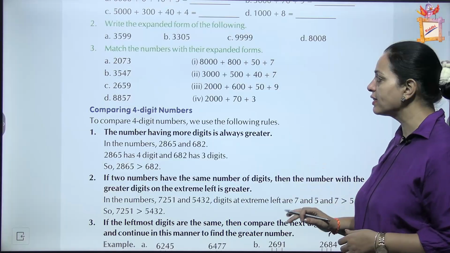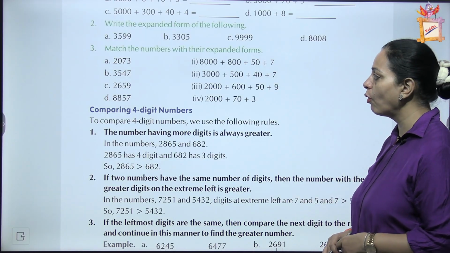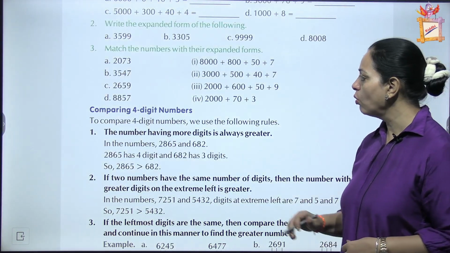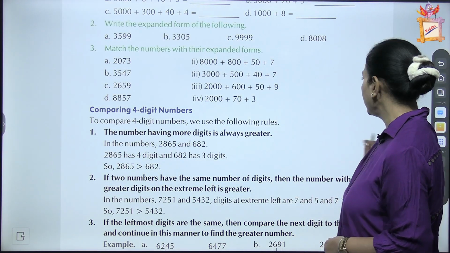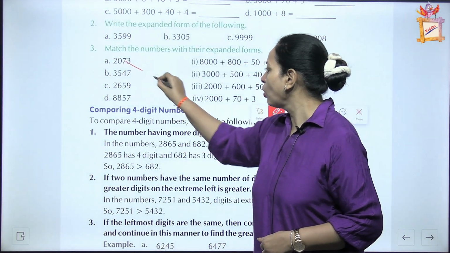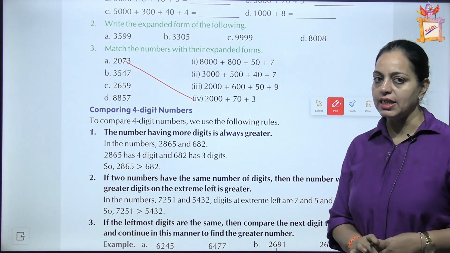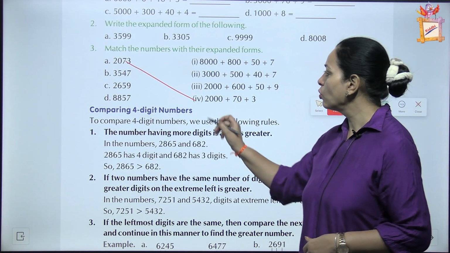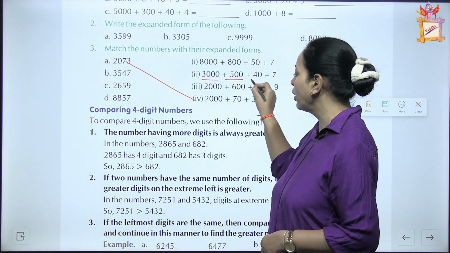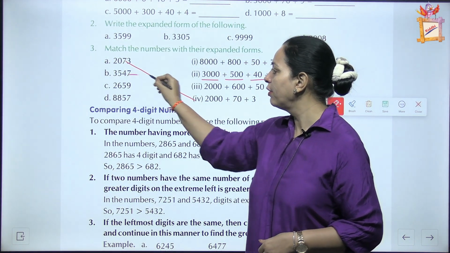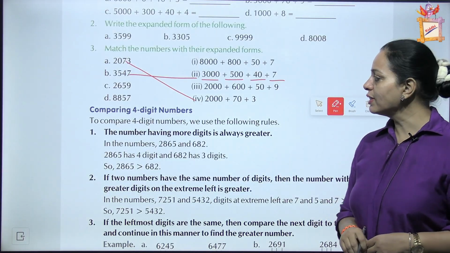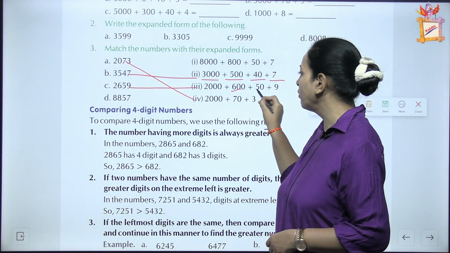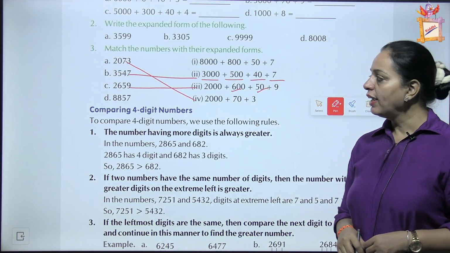The third one, match the numbers with their expanded form. A part, 2073. So how to match it? See this one. So this is 2000 plus 70 plus 3. B part, 3547. So 3000 plus 500 plus 40 plus 7. Okay. 2659, 2000 plus 600 plus 50 plus 9.